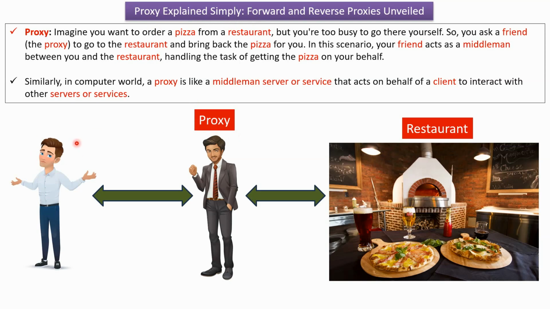Imagine you want to order a pizza from a restaurant, but you are too busy to go there yourself. So you ask your friend to go to the restaurant and bring back the pizza for you. In this scenario, your friend acts as a middleman between you and the restaurant, handling the task of getting the pizza on your behalf. So in this scenario, your friend acts as a proxy.